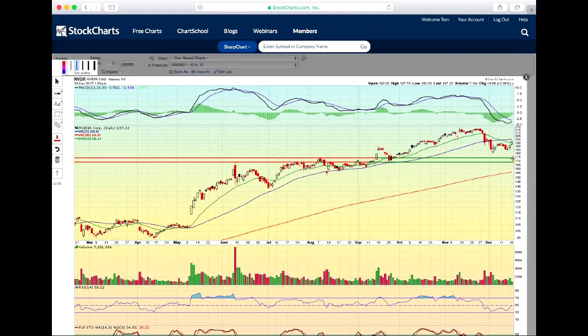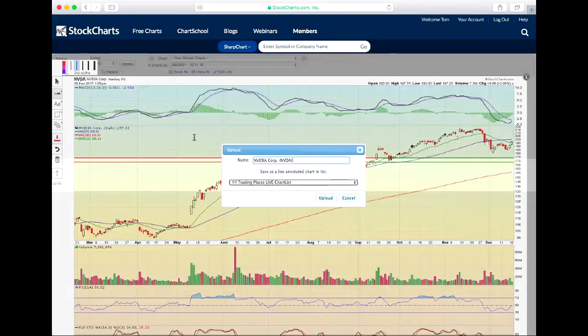I think the market's going to run into year end. So I would be looking for this movement to the upside to continue and to perhaps make another run at that 215 area. So I do like NVIDIA.